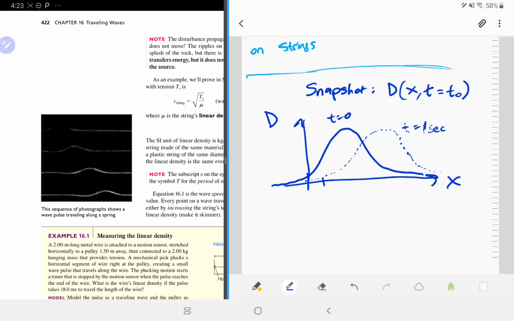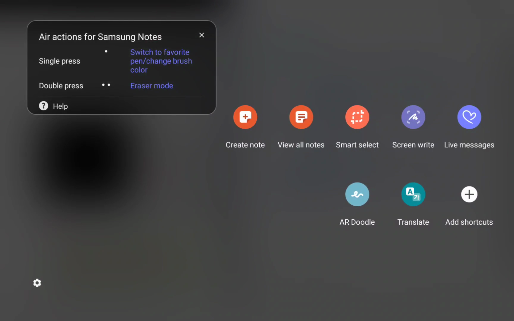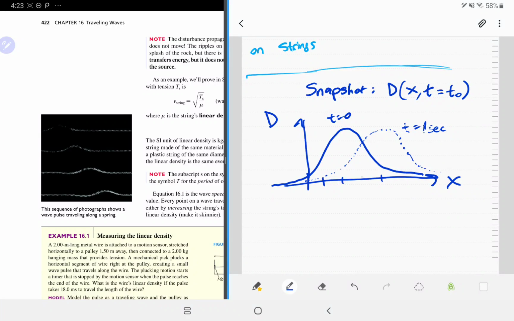Okay, so let's talk about some numbers here. Let's say that that's 2, 3, 4, 5, 6, etc. I have in mind that this peak lines up right here, and this peak lines up right here. So this will be 1 meter, 2 meters, 3 meters, 4 meters, 5 meters, 6 meters.